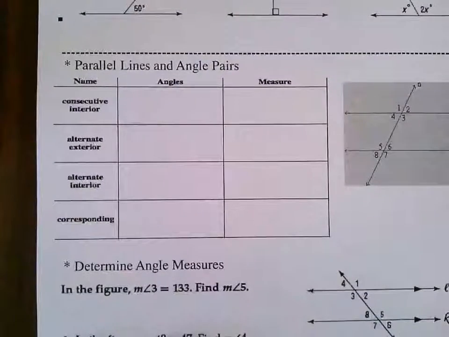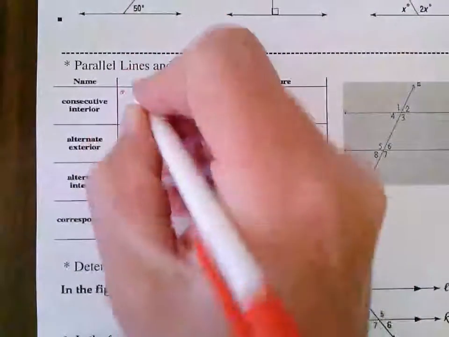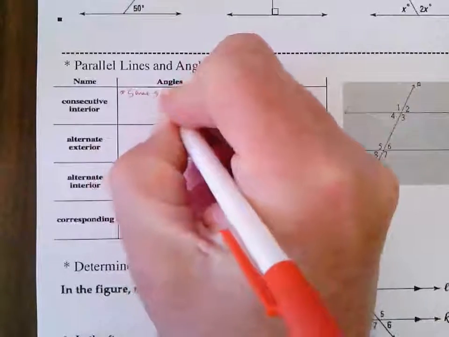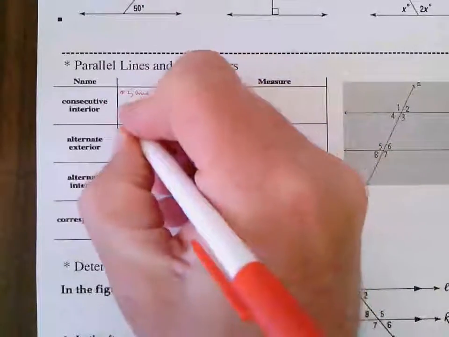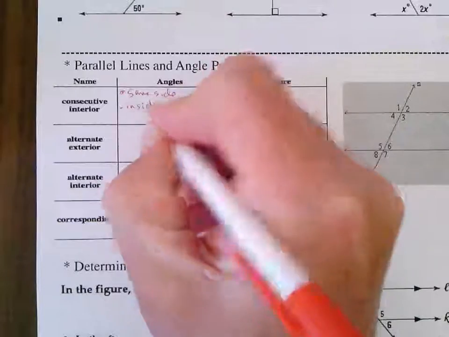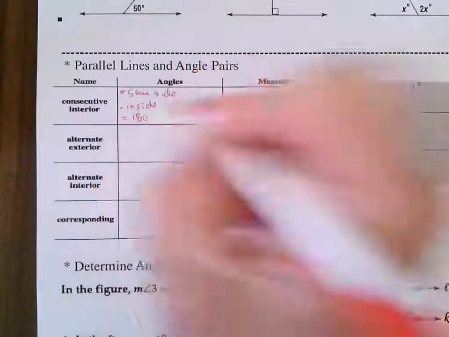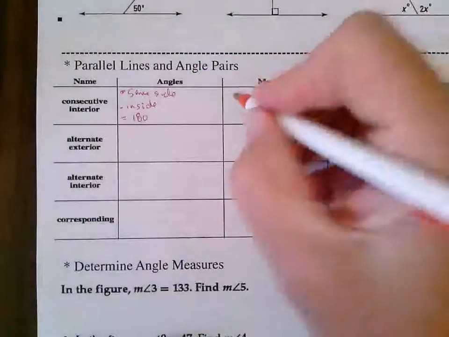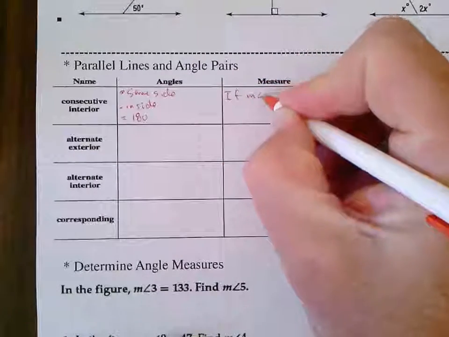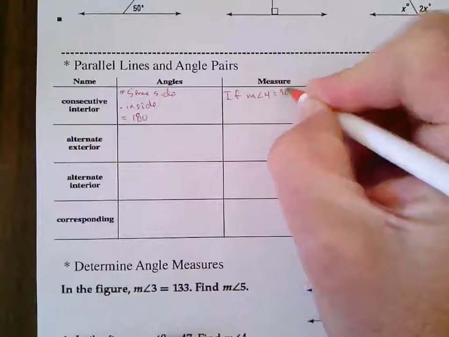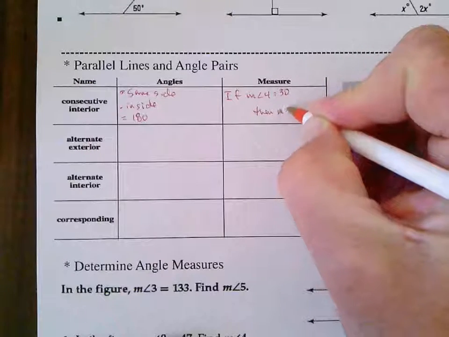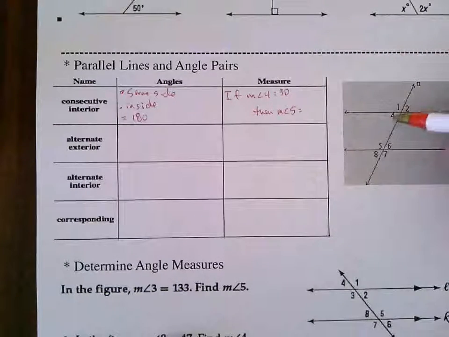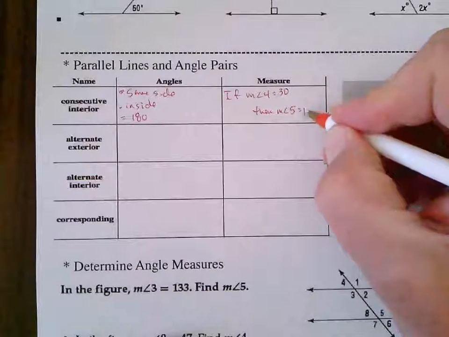So consecutive interior, just to review, I'm going to go through this a little quickly. Same side, inside, and they equal 180. So the two angles added together equal 180. So if the measure of angle 4 equals 30, then the measure of angle 5 equals what? Well, here's 4. So if 4 equals 30, 4 and 5 are consecutive interior. They have to equal 180. So what plus 30 gives me 180? That'd be 150.